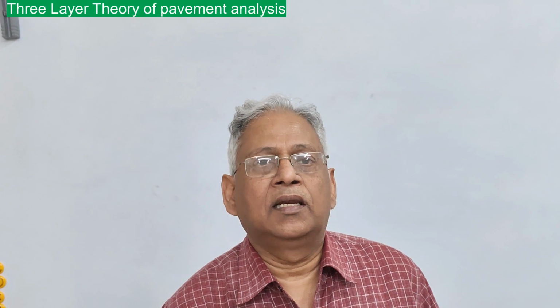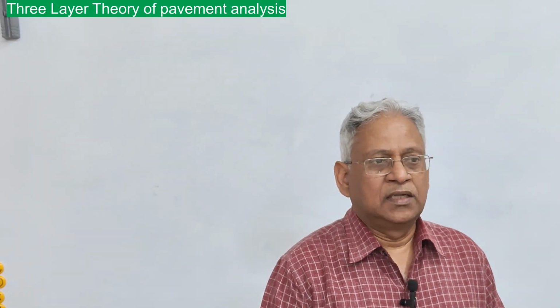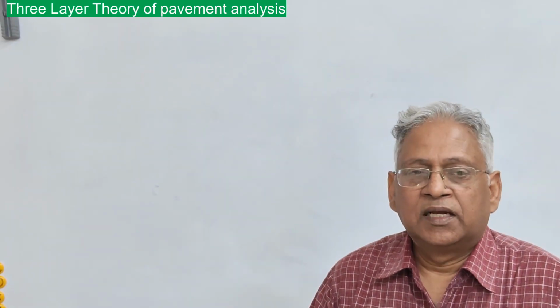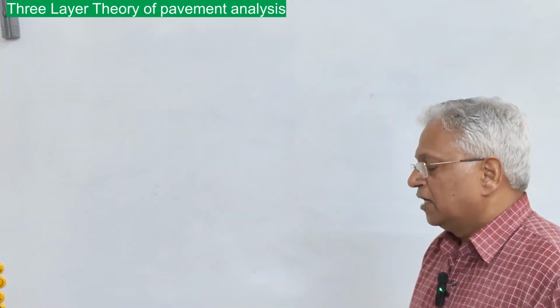Hello friends. In our last two sessions, we have discussed the single-layer theory as proposed by Boussinesq and the two-layer theory as proposed by Burmister. And I also told you the major limitations of these two theories. Next to that is the three-layer theory.